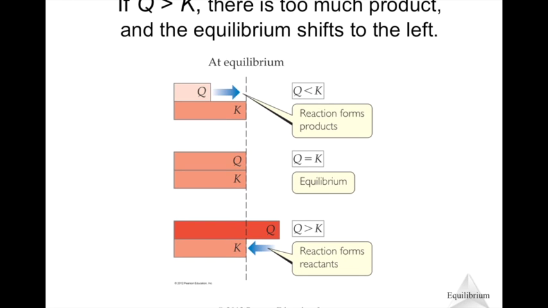And then if Q is greater than K, the opposite of our first case is true. We've got too much product. We've got a very large Q, so our numerator is very large. And so now equilibrium is going to shift to the left, to use up some of those products and go back towards reactants.